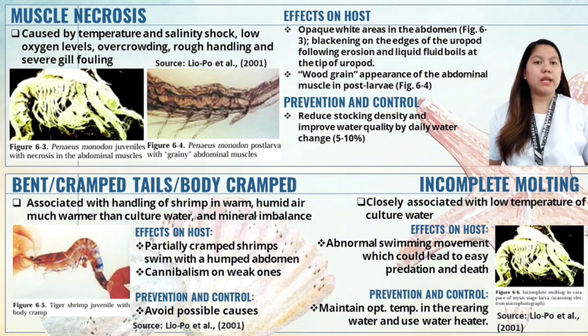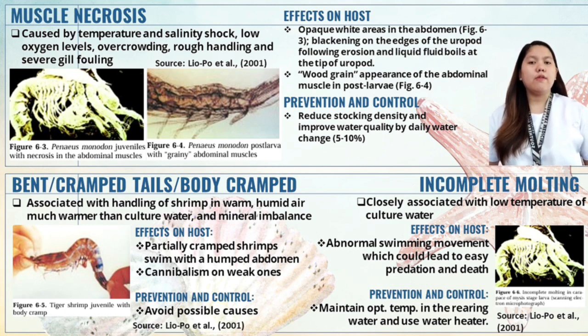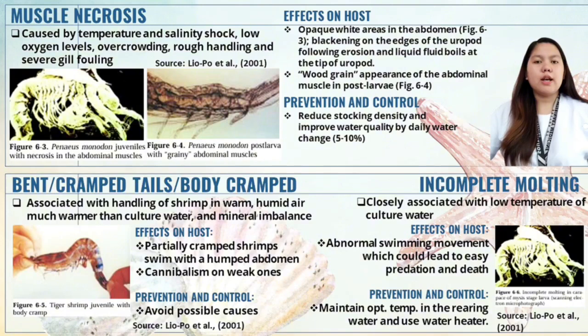In figure 6.3, our Penaeus monodon juveniles have necrosis in the abdominal muscles and also blackening on the edges of the uropod, followed by erosion and liquid-filled boils at the tip of the uropods in advanced stages. In figure 6.4, as you can see, there is blackening in the edges of the uropods and we have what we call the wood grain appearance in the abdominal muscle in post-larvae. So what could be the effects of this disease on our host?